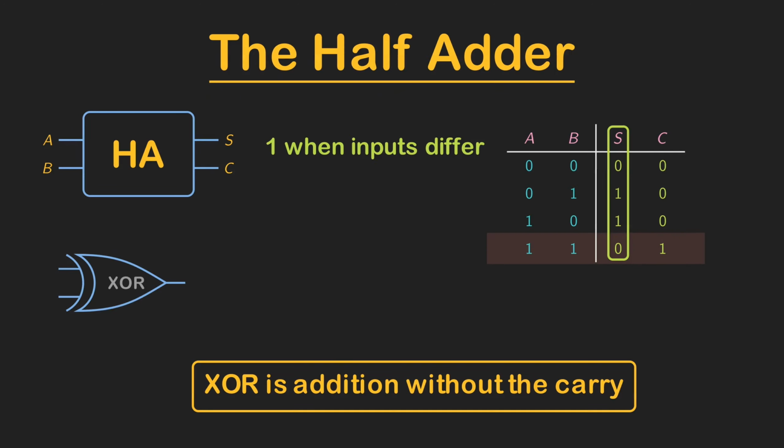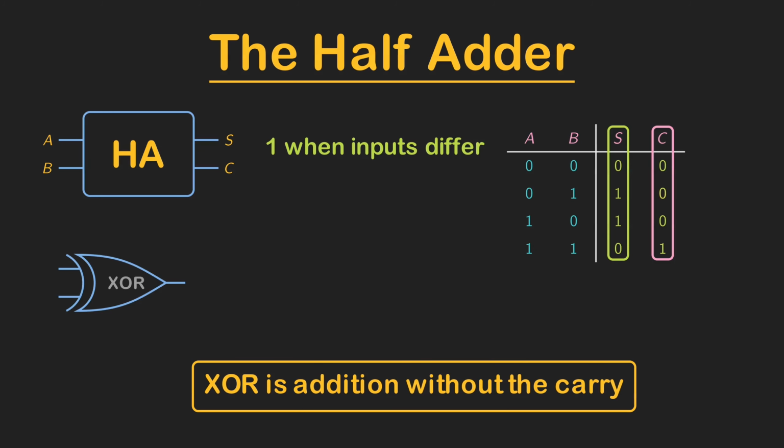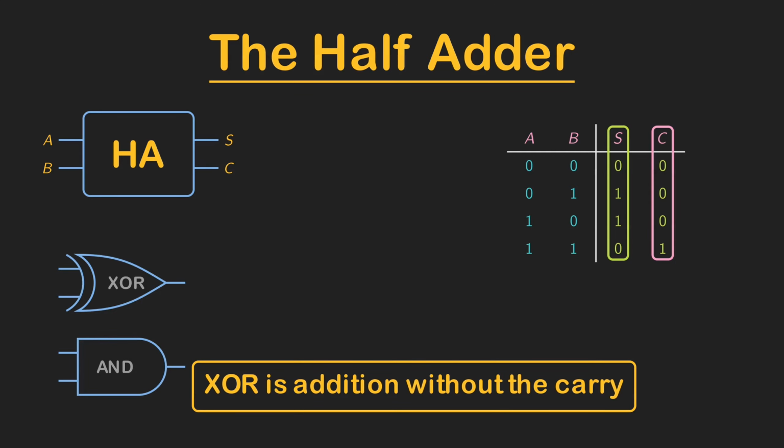And check the dangerous case. When both inputs are 1, OR would say 1, but arithmetic demands 0. So the sum is not OR. This is where many students go wrong. Now the carry outputs in order. 0, 0, 0, 1. The carry is 1 only when both inputs are 1. That's AND by definition. So here's the formal result.